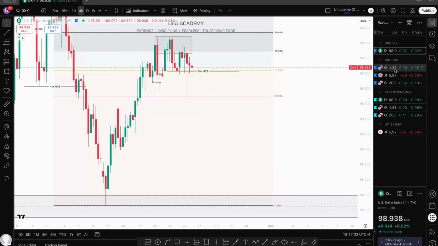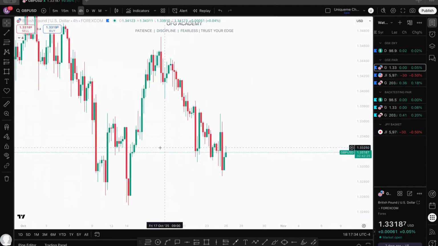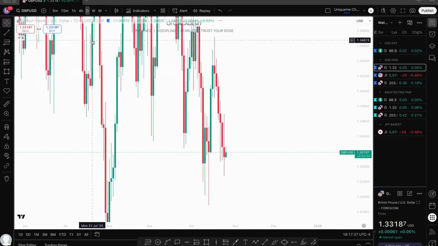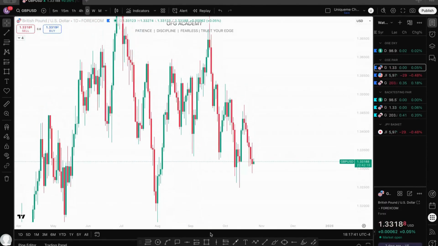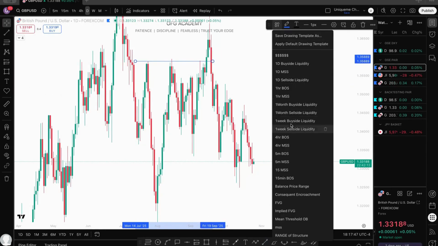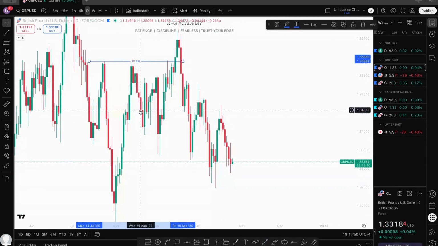So DXY is really acting weird. But if I look at GBPUSD, look at it very, very well. There's a break of structure here with a body, buy side liquidity. I have fallen a victim before. I would have taken this as my zone, right? But I've been a victim before.